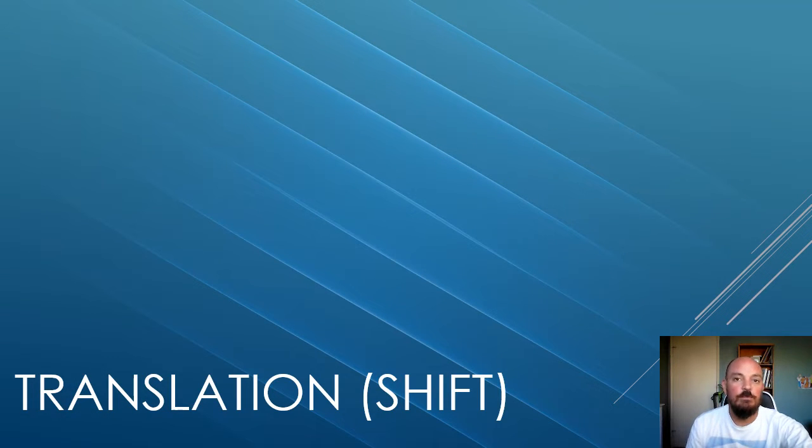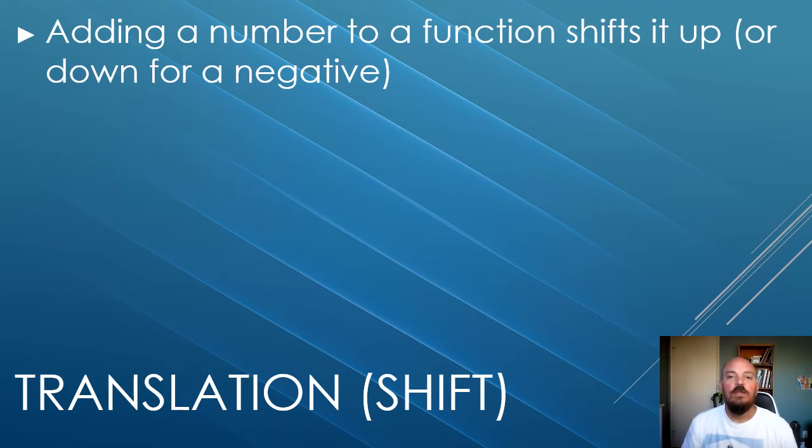The first type of transformation, the official math name is translation. I usually call it a shift because you're just taking your graph and moving it. You're either going to slide it up or down or left or right, one of the four directions. A translation happens when you take your function, today it'll be an exponential function, and you add a number to it. If you add a number to the function itself, that's going to shift it up or down. If you add a number, it shifts up. If you subtract, which is basically adding a negative, it shifts down.